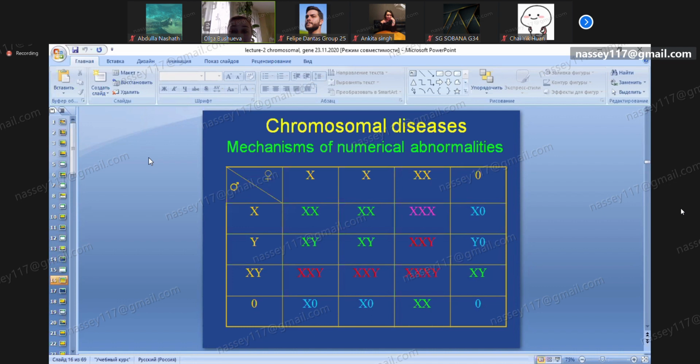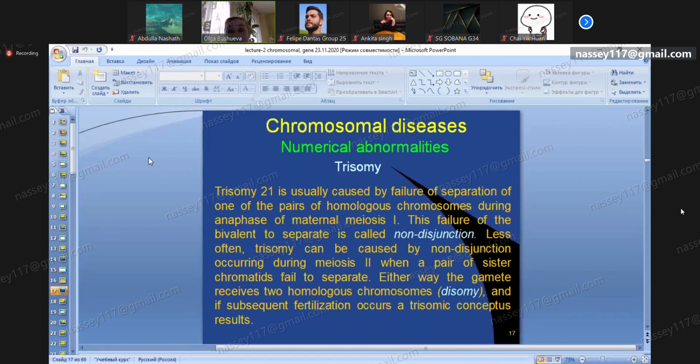And it leads to different variants of the presence of chromosomes in the zygote, and here you can see an example associated with mistakes in meiosis 1 and 2 and leading to different abnormalities of sex chromosomes.